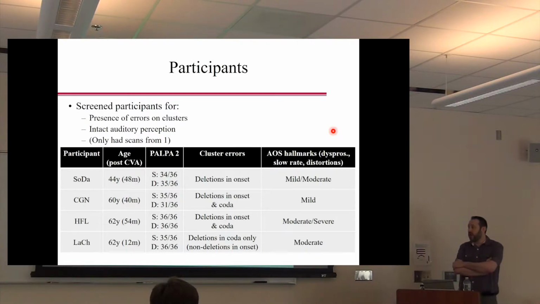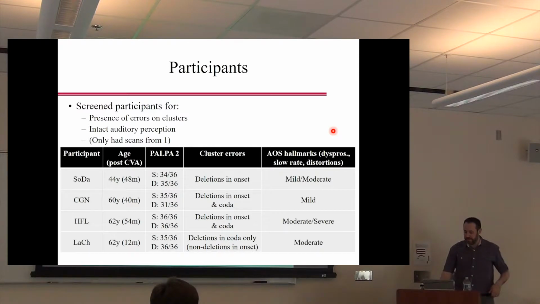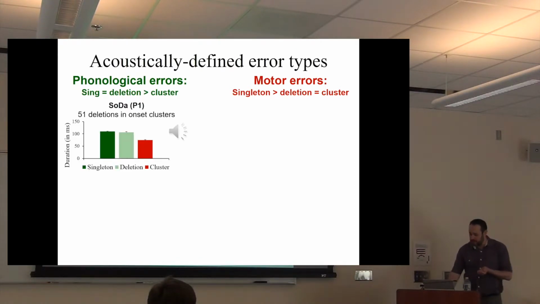And they all had at least some of these apraxia of speech hallmarks that I mentioned before. So their speech was dysprosodic. It was slower in rate than typical, and contained a lot of distortions in both correctly produced and incorrectly produced segments. So these were the 4 individuals, and they actually grouped into 2 and 2 in each category based upon their errors. So I'm just going to try to walk you through this a little bit. So these are the predictions again.